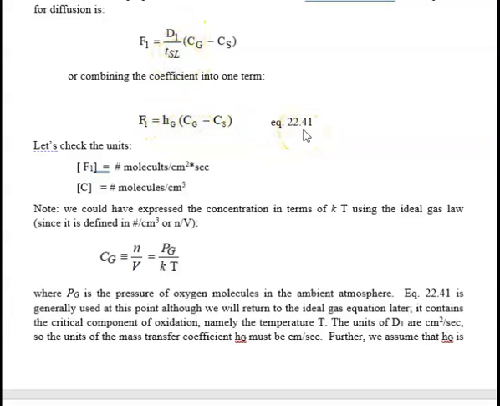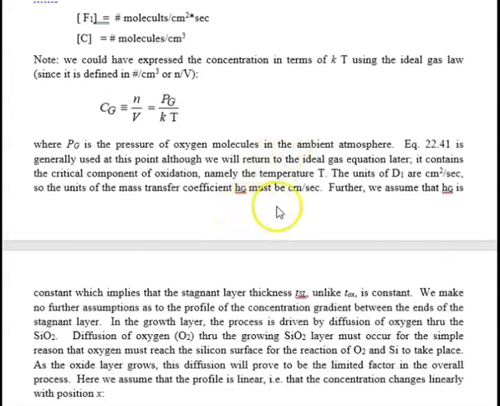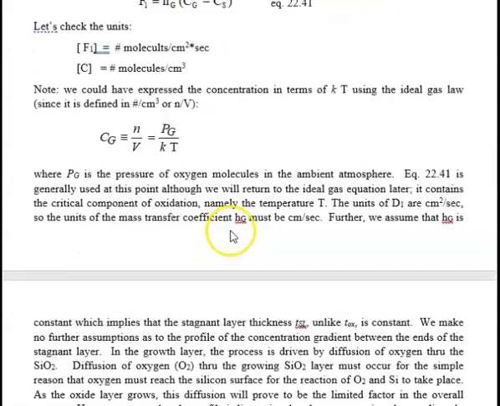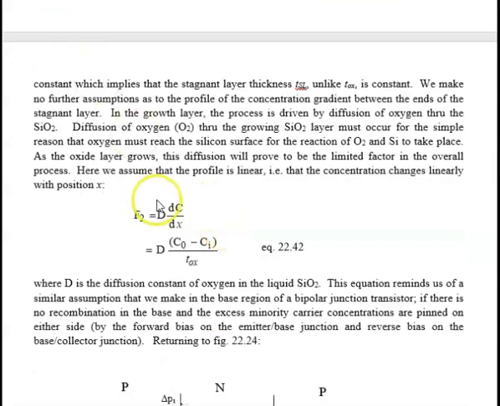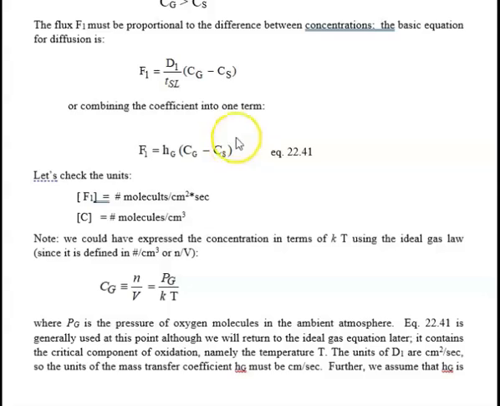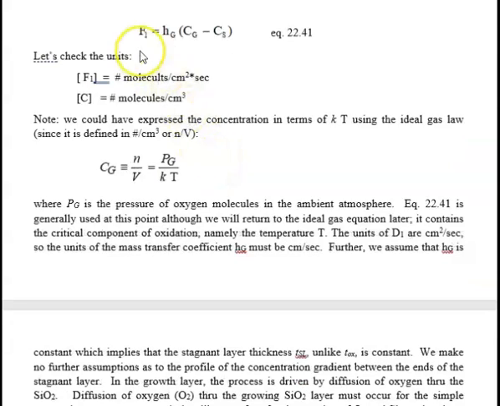equation 2241. And again, the units of Hg are centimeters per second. It's a velocity, and that's what makes the units of F1 number of molecules per square centimeter per second. Okay. So the flux F2, before we go into F2, I just want to make one more point about F1. This is really analogous to a neutral base region in a BJT. We have a constant value here multiplied by a differential gradient of concentrations producing a flux.